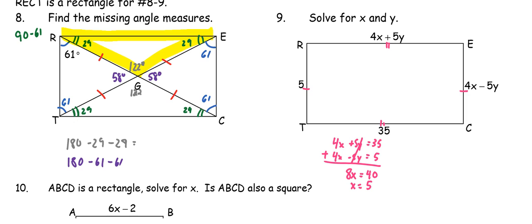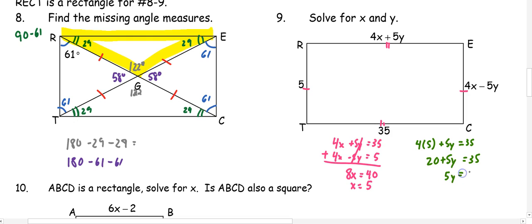Once you know x is 5, we need to go back to one of the equations and substitute. So we're going to do 4 times 5 plus 5y equals 35. 20 plus 5y equals 35. When I subtract 20 from both sides, I get 15. 5y equals 15. Divide, and y is 3. So our ordered pair would be 5, 3.